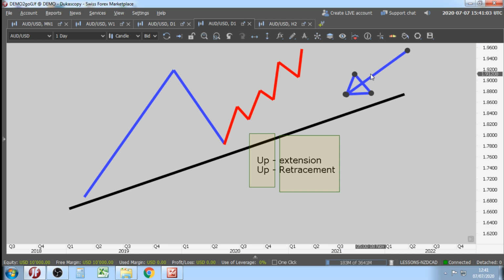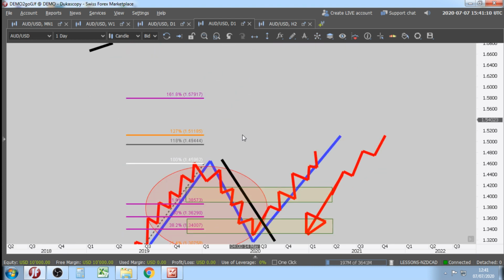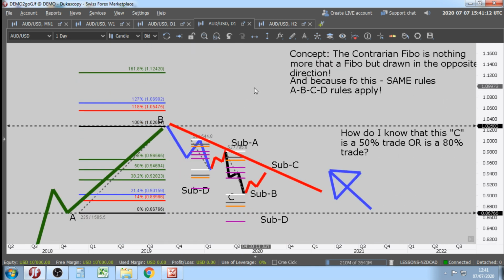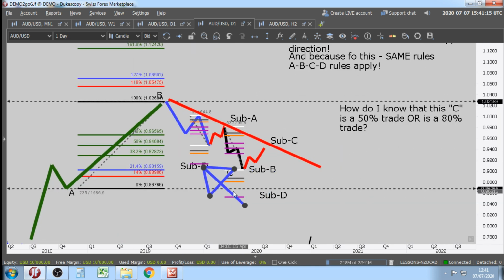Christian is asking, so more probability if C is deeper to the AB boundary for the contrarian Fibonacci? Yes, but Christian, you must remember that we have strict rules. Great question, by the way. It's not just about the deeper, because you can have a deep C, but still the contrarian Fibonacci is going to have its sub D extension still inside the AB boundary. Your probability is not going to change.